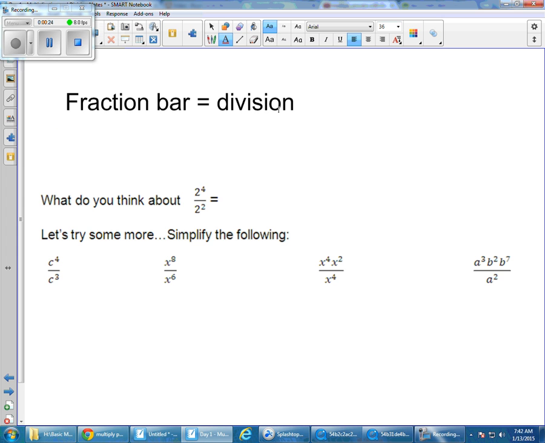So we're now going to do a couple examples. I just want you to follow along. So I've got 2 to the fourth divided by 2 squared. That's going to end me up with 2 squared. Okay, we're going to try some more. C to the fourth over C to the third. That's going to get you C to the 1 power. Then I've got x to the eighth over x to the sixth. That's going to get me x squared.